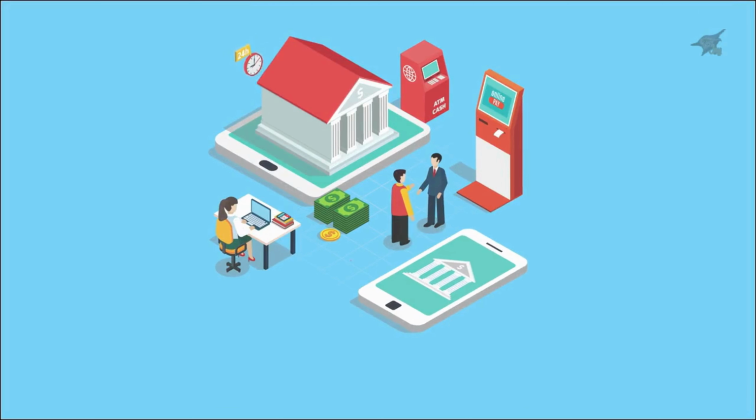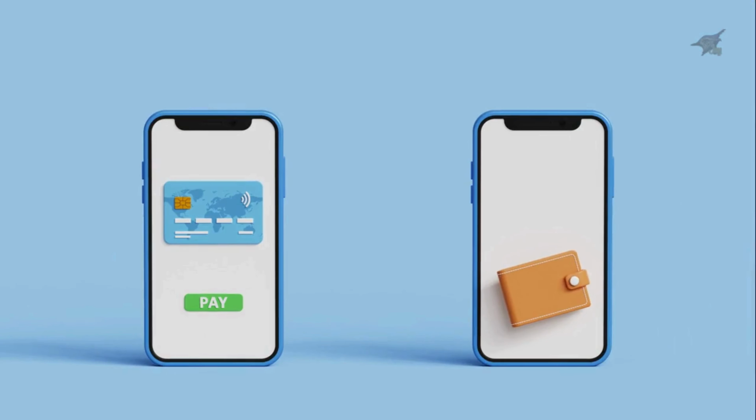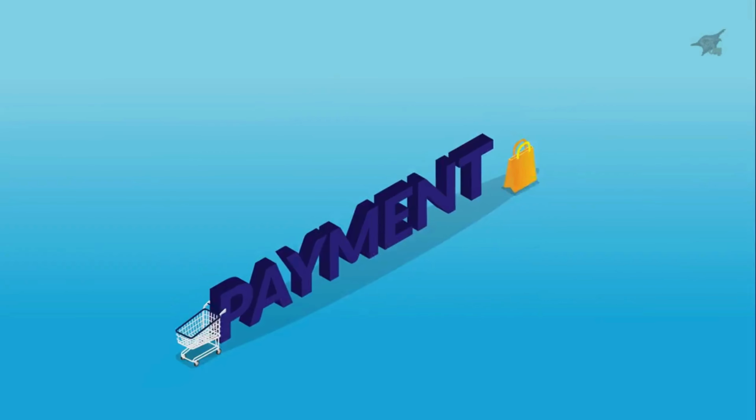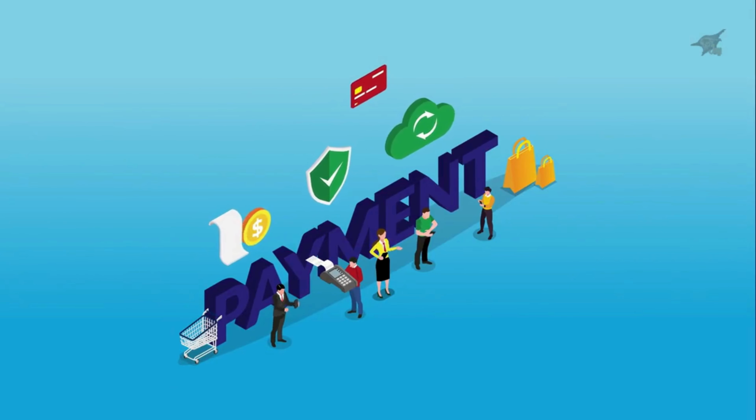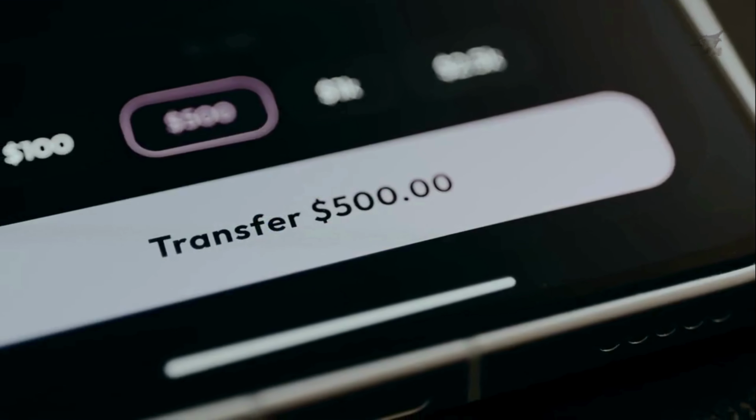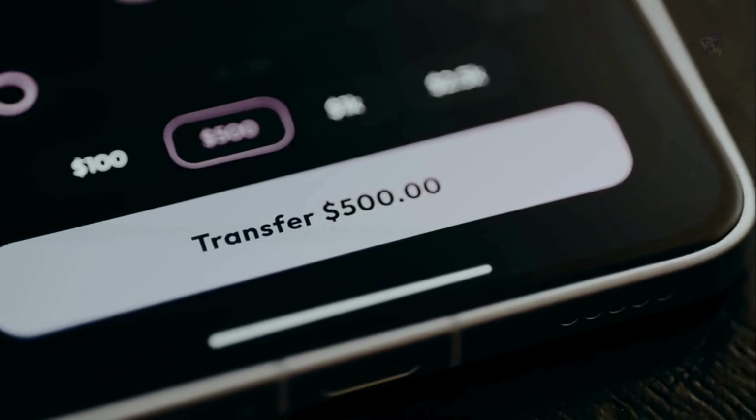But wait, there's more. ACH can do even more exciting things. Another fascinating type of ACH transaction is business-to-business, B2B, payments. This allows businesses to pay each other electronically, making it efficient and saving time. It's like giving a virtual high five to other businesses.